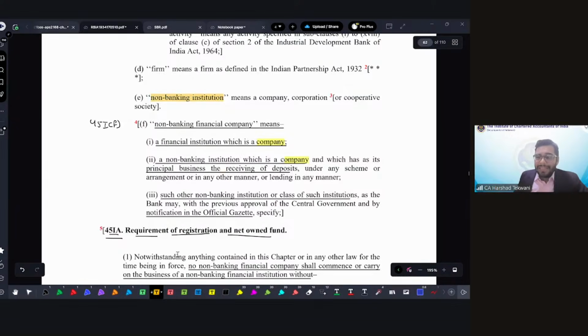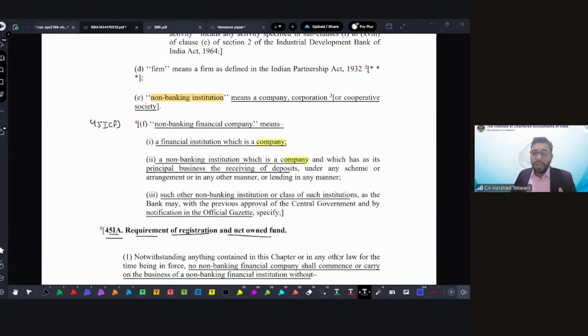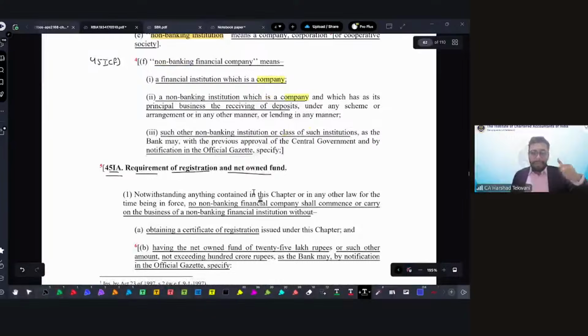Again, it says a company means a company, corporation, or a cooperative society. So it includes a company. In most cases, we will see a non-banking financial institution being a company, because the definition itself says a company. So that is the 45IA, 45I definition of the NBFC.